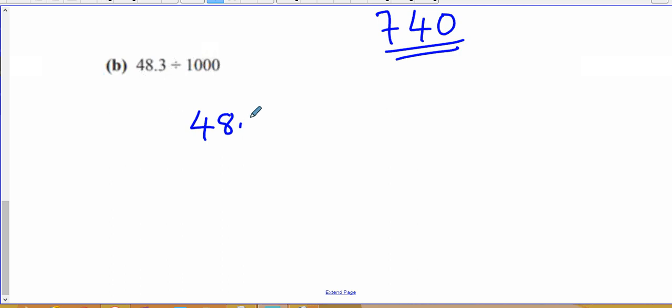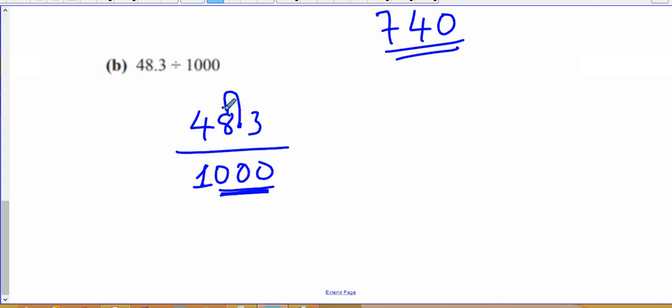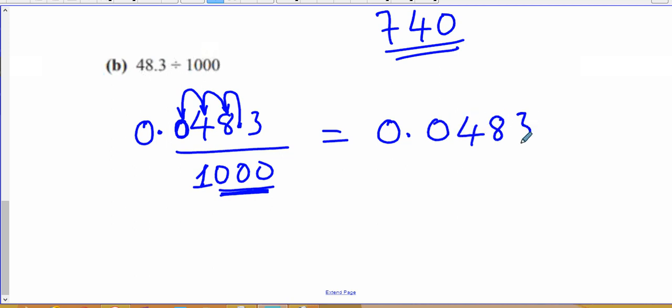So we have 48.3 divided by 1,000. We count how many zeros we have. We have three zeros. So move this decimal point three steps on the left. One step ends over here, another step ends over here, the third step will be ending on a zero. So how do we write the answer? After putting the zero, you keep another zero and keep a decimal point. So this will be 0.0483. The answer.